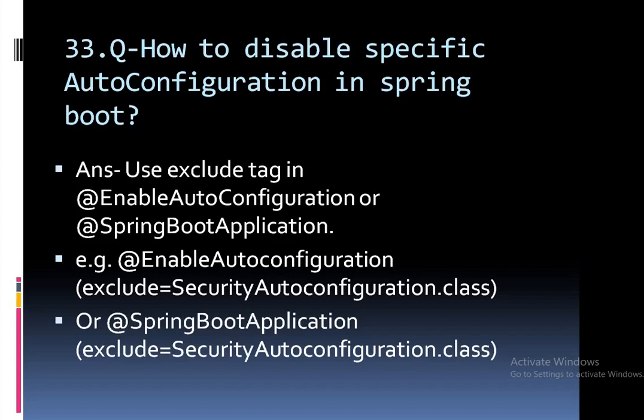Similarly, we can write it in the @SpringBootApplication annotation also, and in the argument we can pass exclude equal to the class we want to disable from auto configuration. That class name should be passed. Here we are passing the SecurityAutoConfiguration class.